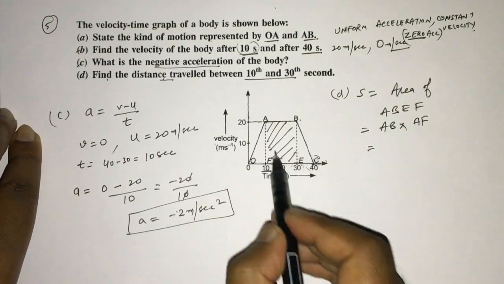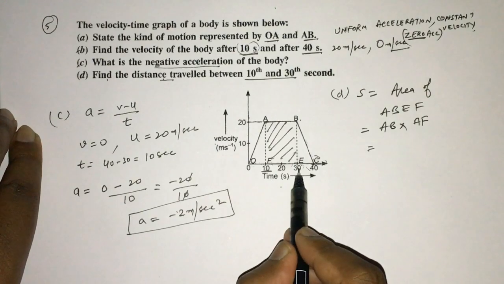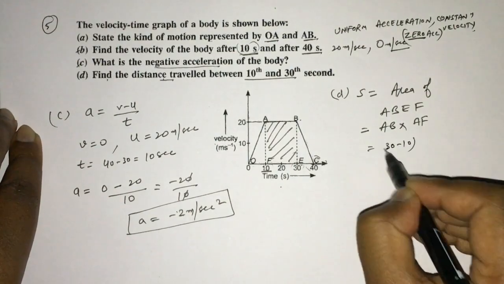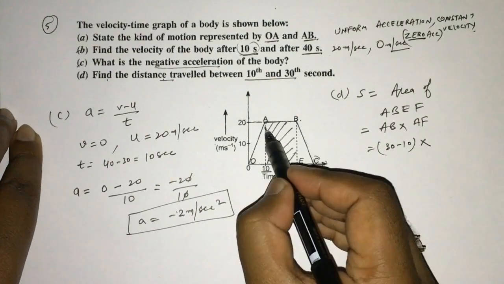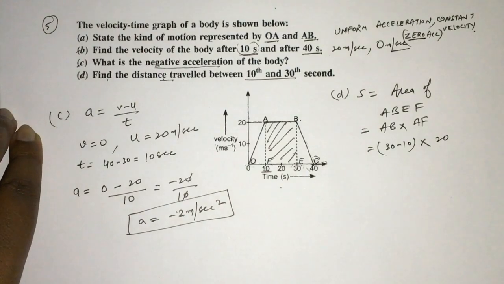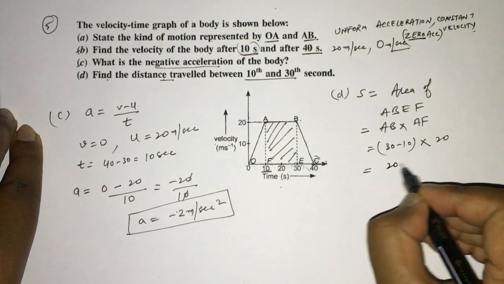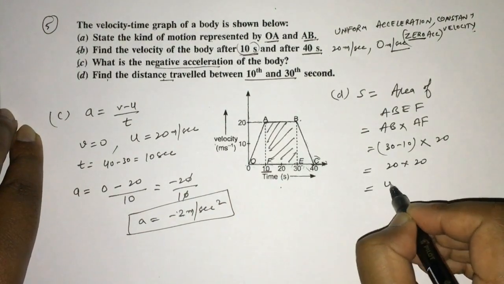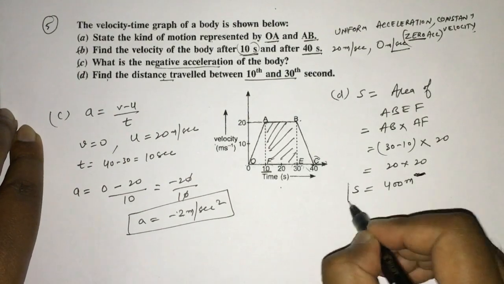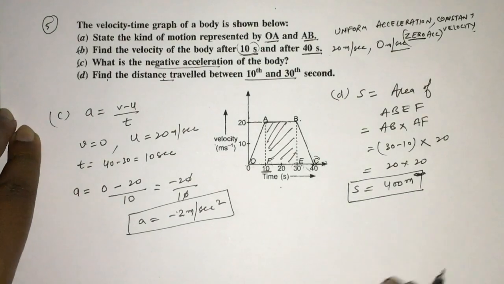So AB, from 10 to 30, is 30 minus 10, into the value of AF from 0 to 20, which is 20. So it becomes 20 into 20, which is equal to 400 meter. So distance is in meter.